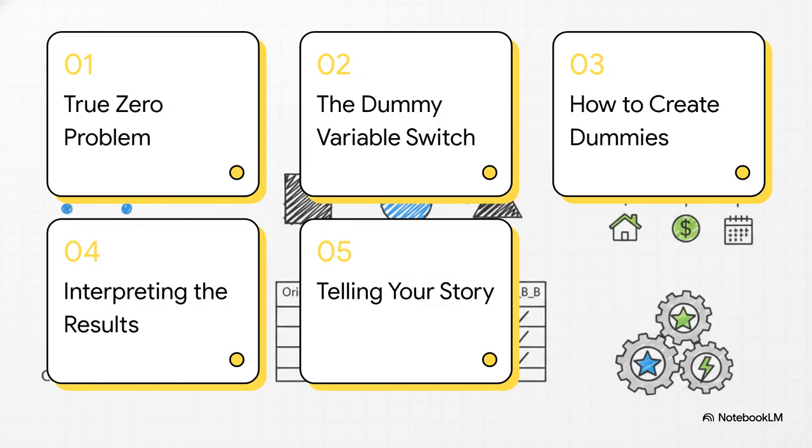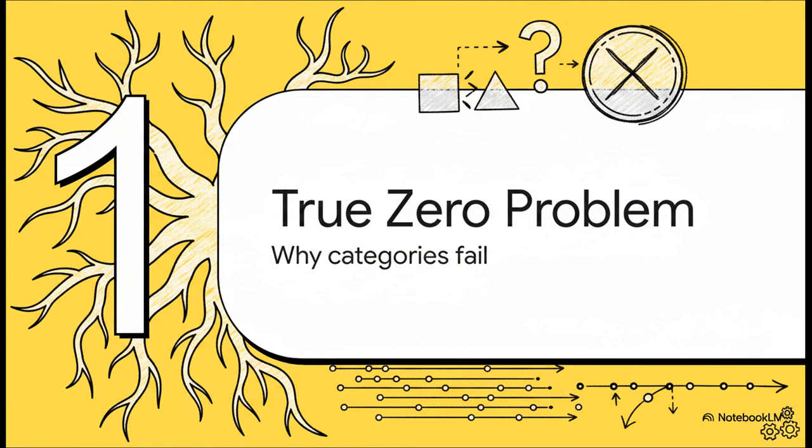Okay, here's how we're going to tackle this. We'll start with the why, like what's the actual problem we're solving? Then we'll get into the what, as in what exactly is a dummy variable? And finally, we'll cover how to create them, how to read the results, and how to use all of it to tell a really compelling story with your research. All right, let's dive into section 1.